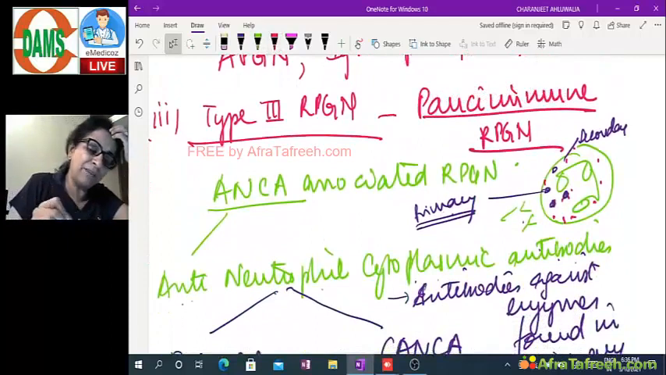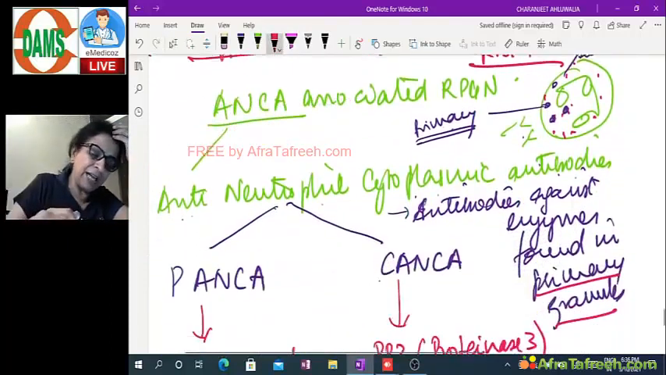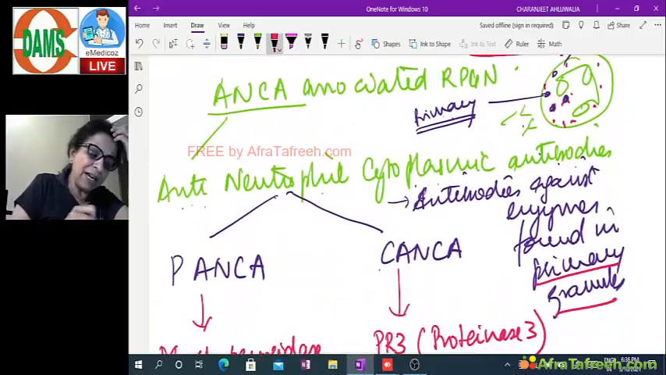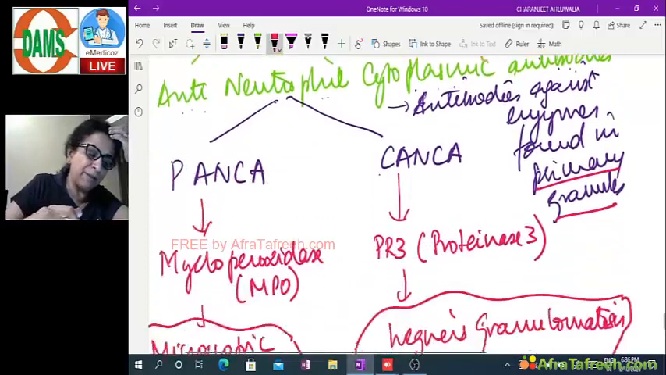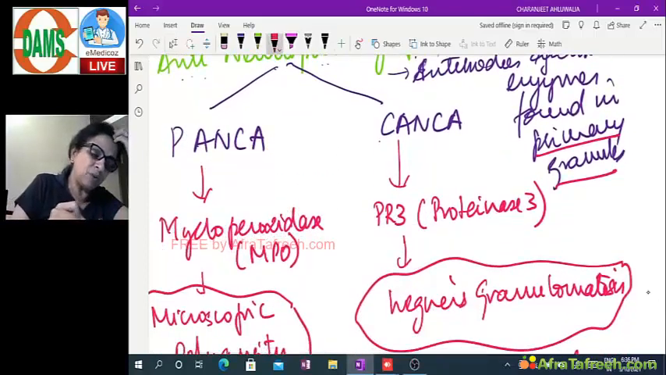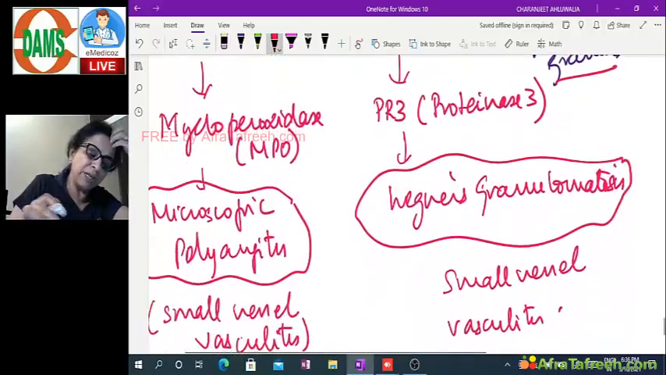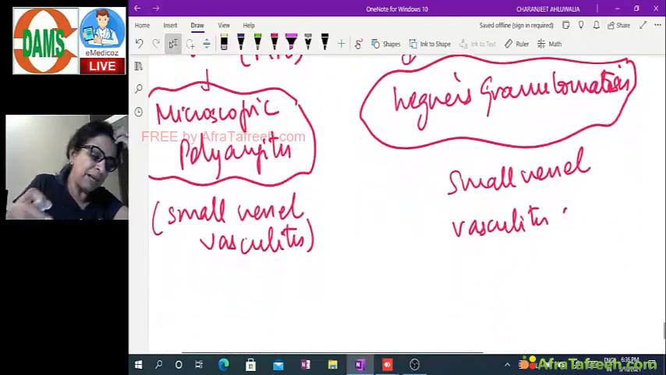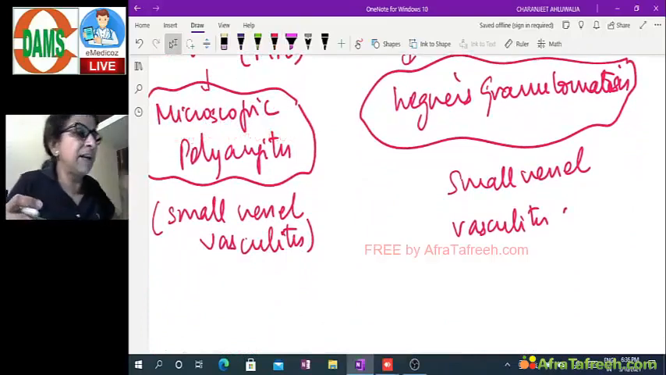Then we have type 3 RPGN, which is called pauci-immune RPGN. This RPGN is ANCA associated. ANCAs though, what are ANCAs? ANCAs are anti-neutrophil cytoplasmic antibodies. These are the antibodies against the enzymes found in the primary granules of neutrophils. ANCAs are of two types, P and C. P ANCA is against myeloperoxidase. C ANCA is against proteinase 3. P ANCAs are seen in microscopic polyangiitis. C ANCAs are seen in Wegener's granulomatosis.